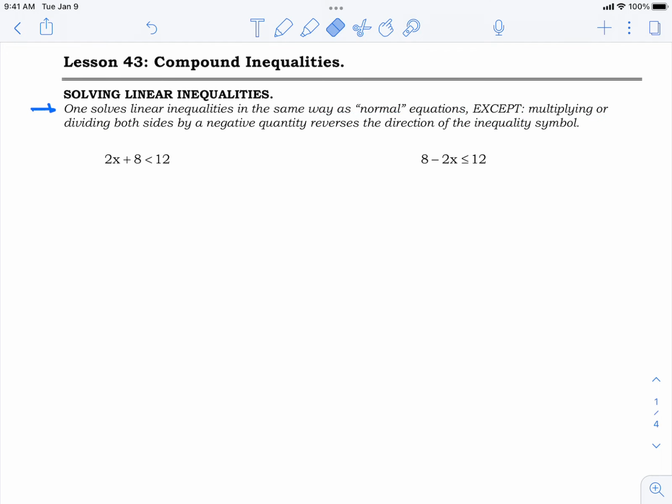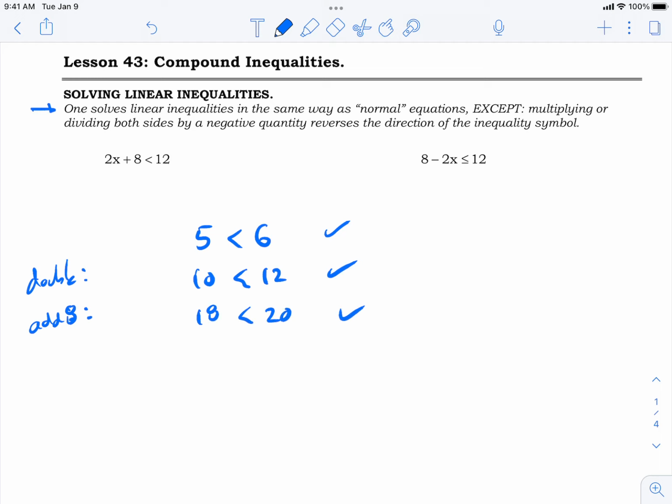Now I can prove to you very quickly that this all works. Let's start with something like 5 less than 6. That's true. What happens if I multiply both sides by a positive 2? Well, that's a 10, that's a 12. That works. Multiplying both sides by a positive 2 didn't matter. Notice you can add stuff too. Let's add 8, just to make up a number. I'm adding 8 here, so it's still true. But now watch what happens if I divide by a negative 2 on both sides.